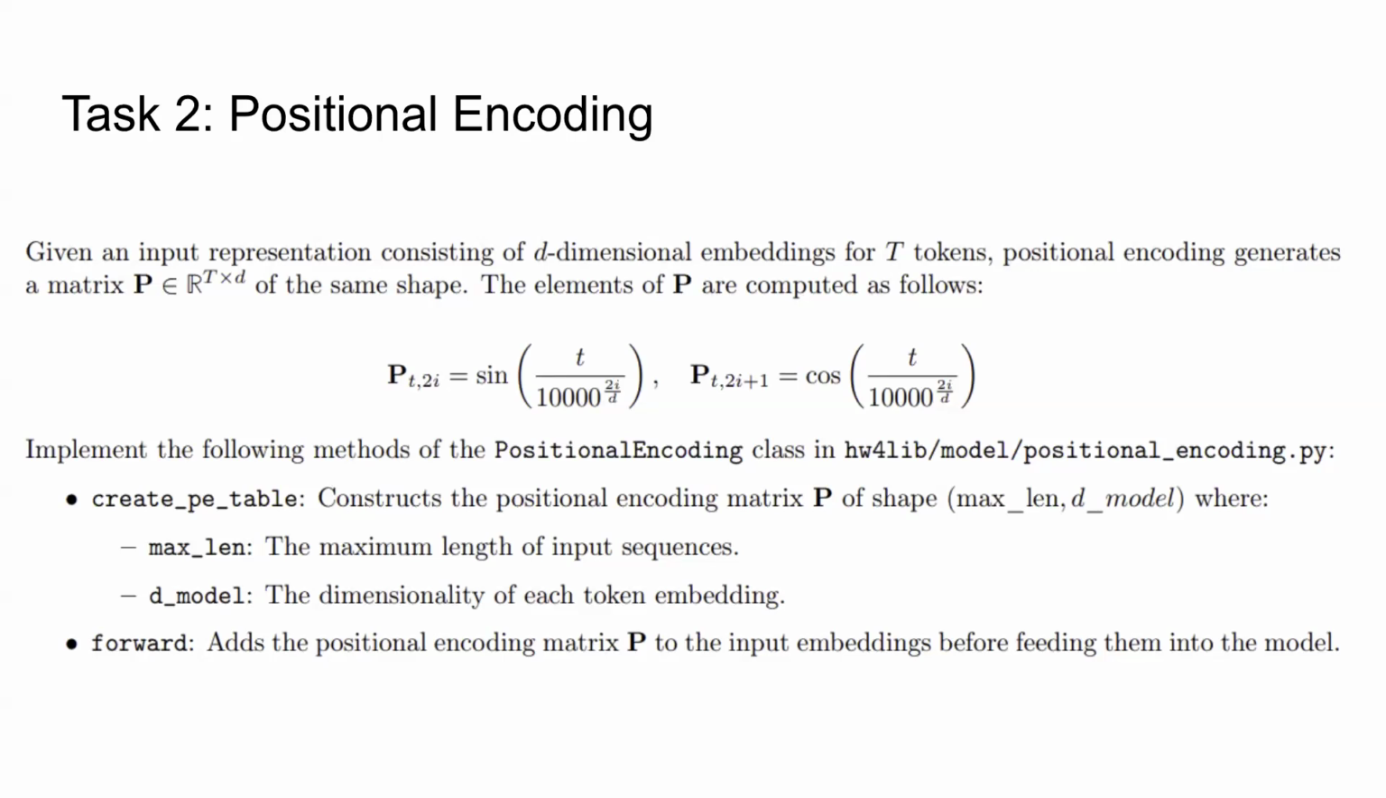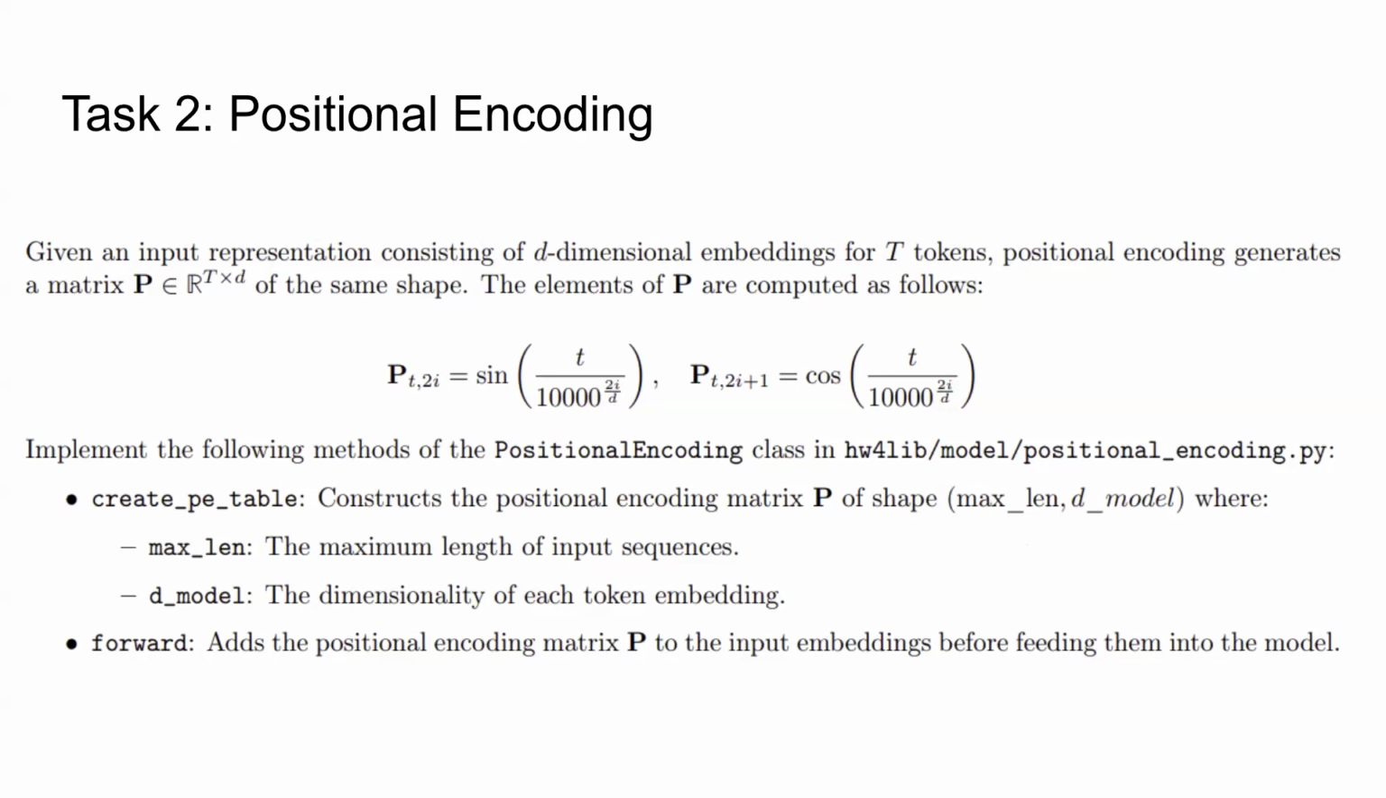And you need to make a matrix of shape max length and D model, where max length is the maximum sequence length and D model is the embedding dimension of the model. So you will be creating a matrix of shape max length and D model, and you will be applying these two equations to find the values at respective indices. And once you get this matrix, you need to expand this matrix to have a shape of 1 comma max length comma D model, because the positional embedding should be broadcastable.